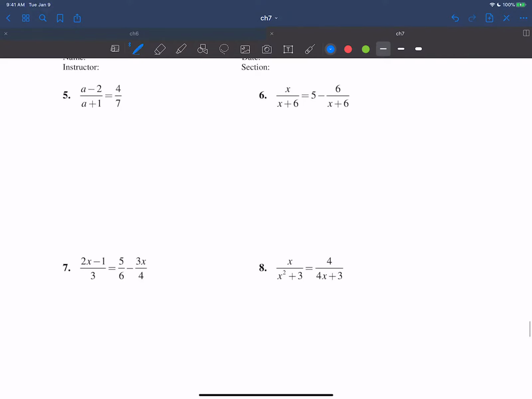Number 5. a minus 2 over a plus 1 equals 4 over 7. So this is another proportion looking rational equation, where you have one rational expression on either side of the equation. So the best way to do it is cross multiplication. Let's do cross multiplication. 7a minus 14 equals 4a plus 4. And then move the variables around. So I'm going to subtract 4a from both sides.